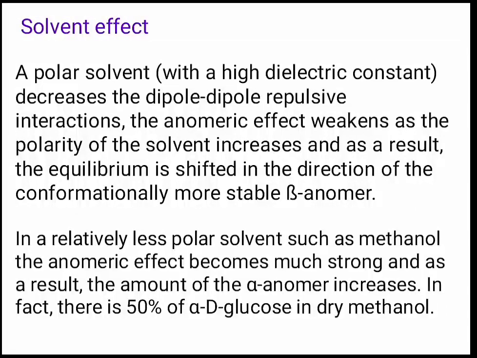Now see the solvent effect. A polar solvent with a high dielectric constant decreases the dipole-dipole repulsive interactions. The anomeric effect weakens as the polarity of the solvent increases, and as a result, the equilibrium is shifted in the direction of the conformationally more stable beta anomer. In a relatively less polar solvent such as methanol, the anomeric effect becomes much stronger, and as a result, the amount of the alpha anomer increases. In fact, there is 50% of alpha-D-glucose in dry methanol.